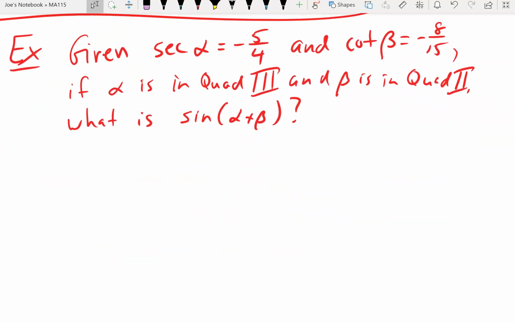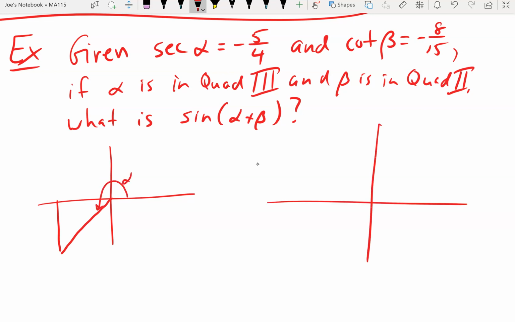All right, so we'll set these up just like we set up problems like we've done in the past. In the past, though, we've only been given one angle. In this case, we're given 2, right? So I need to draw 2 triangles. I'm going to draw one for alpha, and I'm going to draw one for beta. I was told that alpha was in quadrant 3, so I drew a triangle down in quadrant 3. I was given that beta is in quadrant 2, so I draw a triangle down over in quadrant 2.